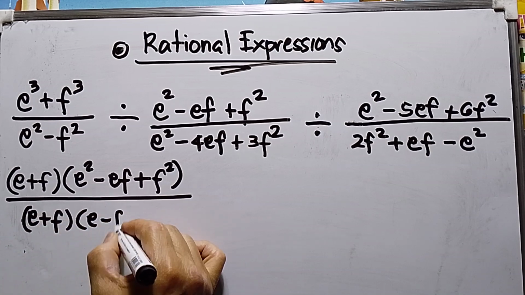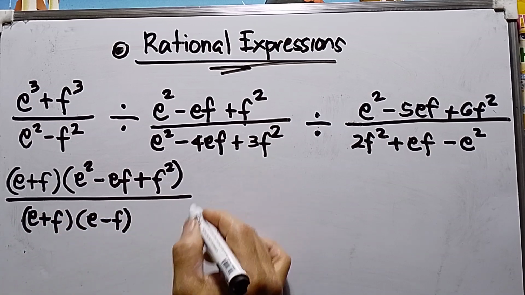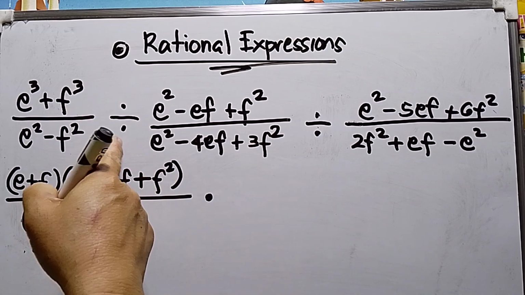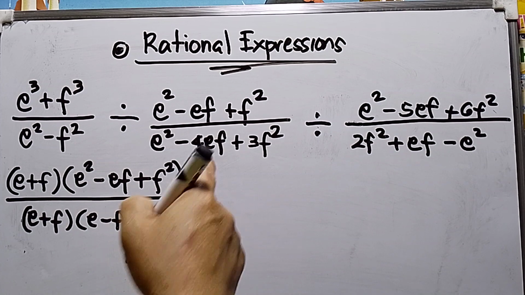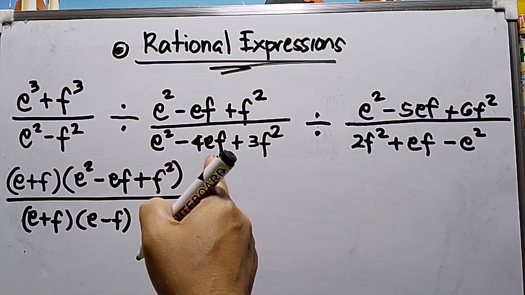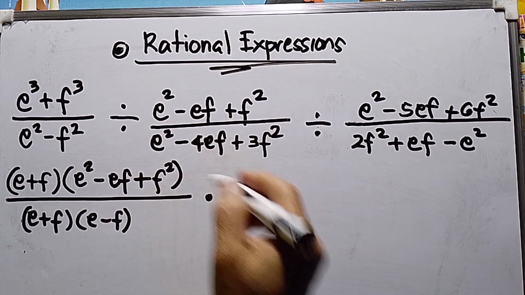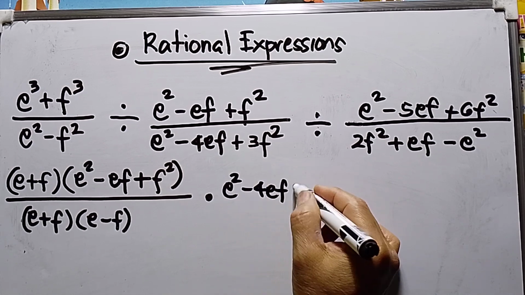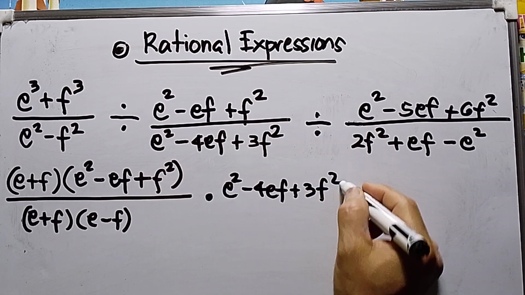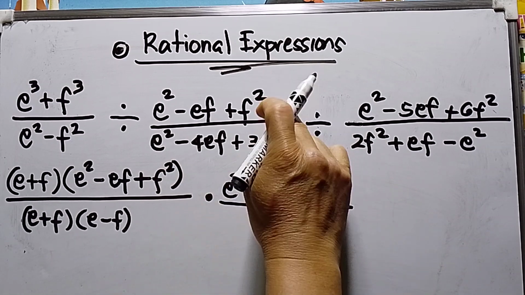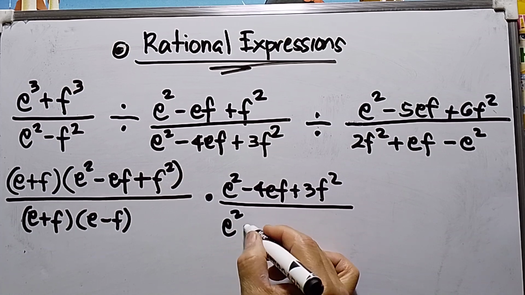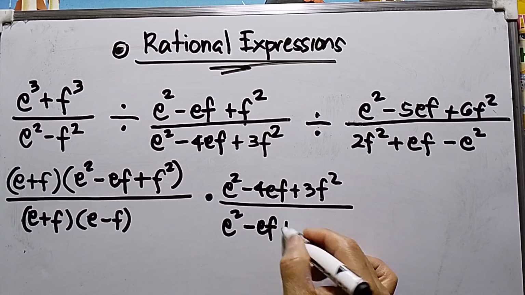then e minus f. Since the operation is division, I need to change the operation to multiplication, then upside down. So this one will be my numerator. So this will be e squared minus 4ef plus 3f squared. Then this will be switched. My numerator will become denominator. So this will be e squared minus ef plus f squared.